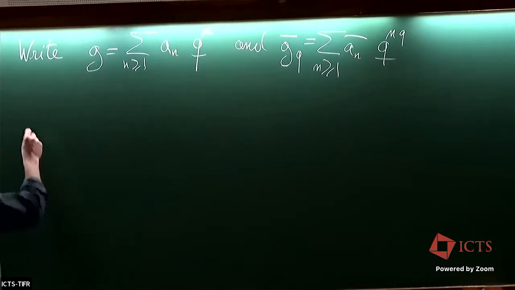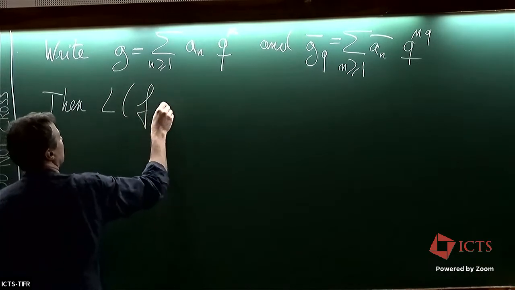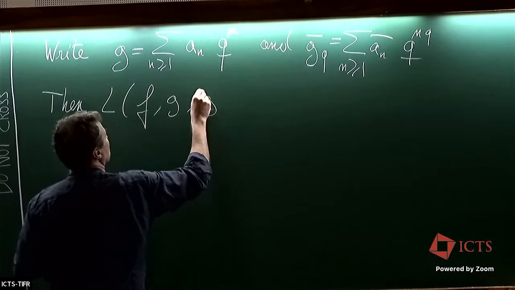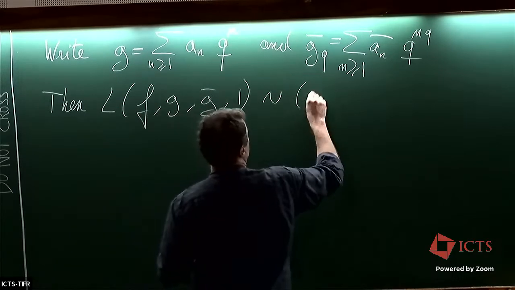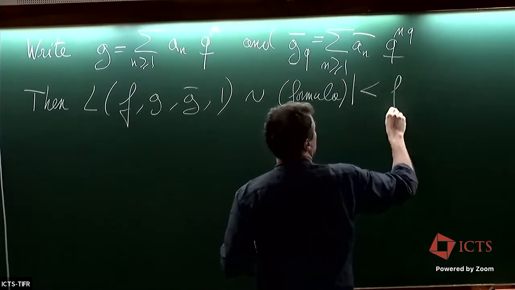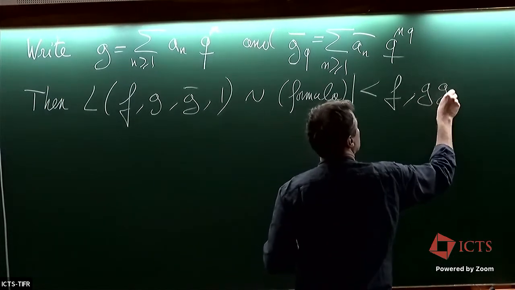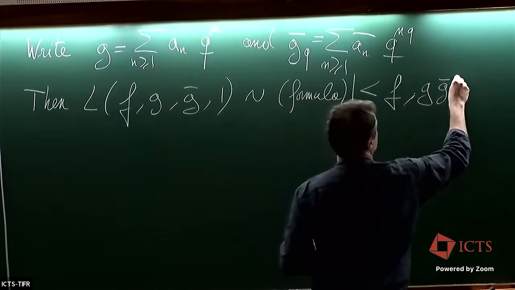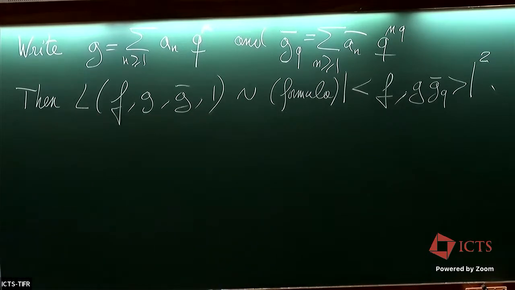Then, if you try to compute L of G, G bar, 1, you get something proportional to a certain formula times the Petersson scalar product of F and G_Q bar. And you need to square this. I'm not completely sure who proved that. I think it's probably a part of Ichino's formula, but this particular instance, I don't know.